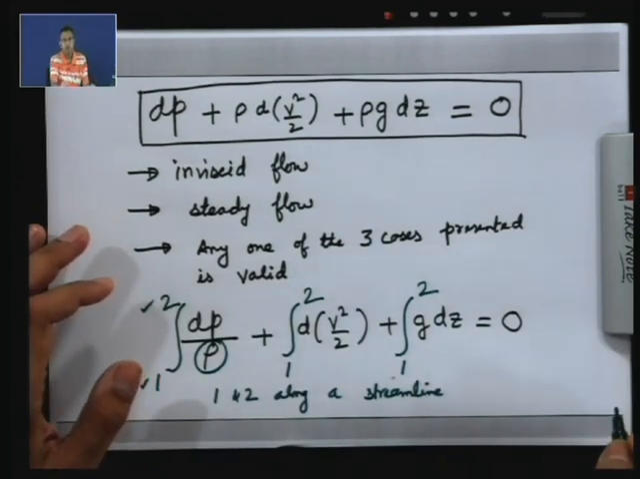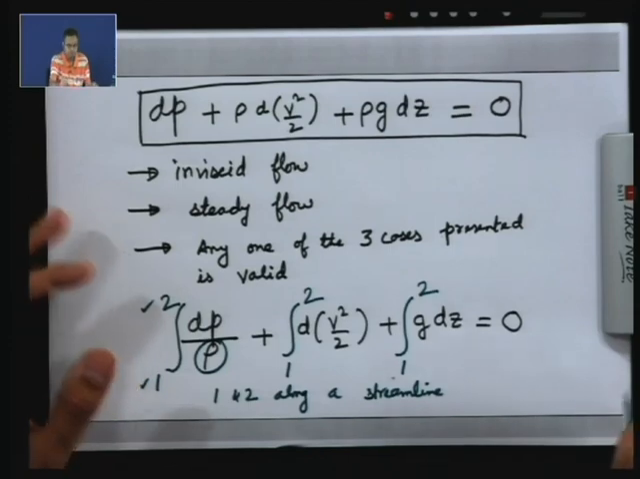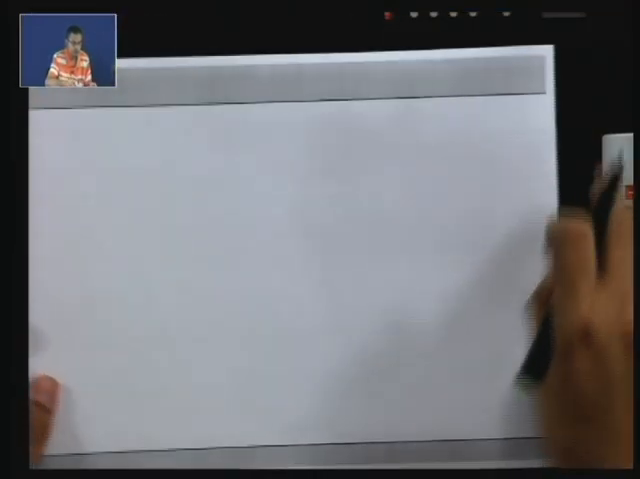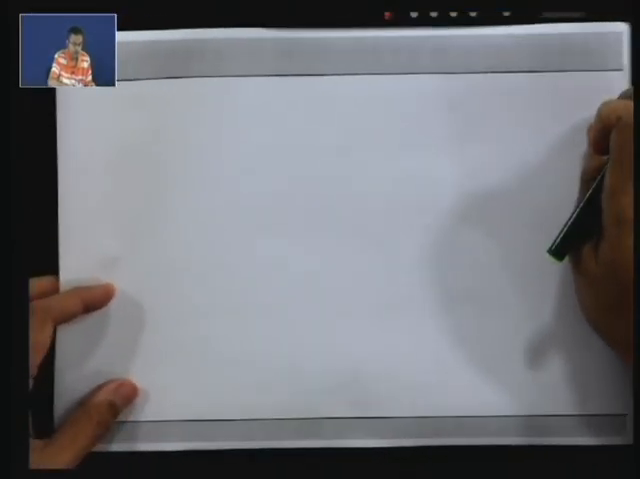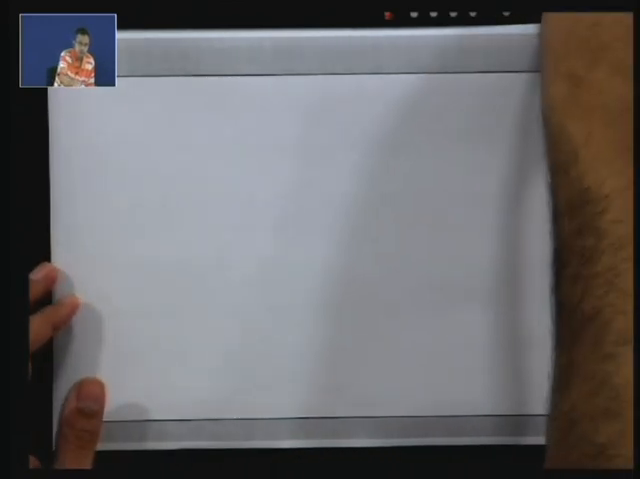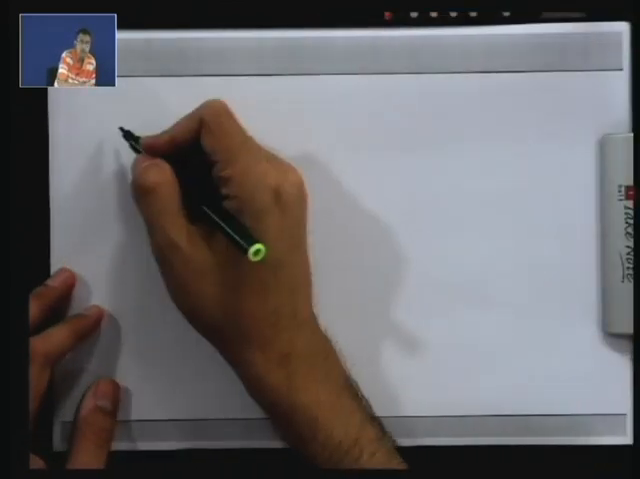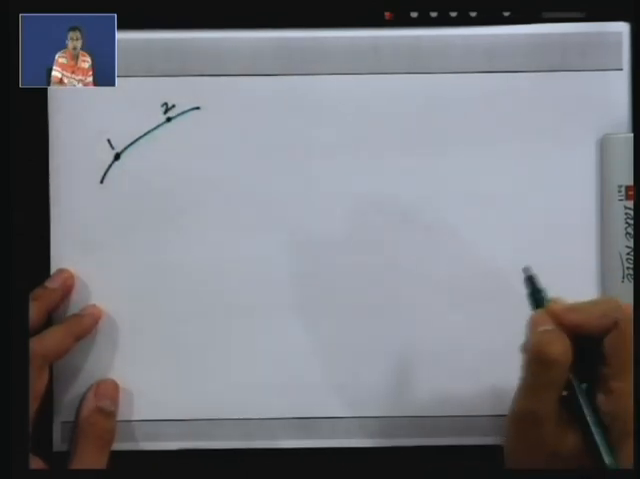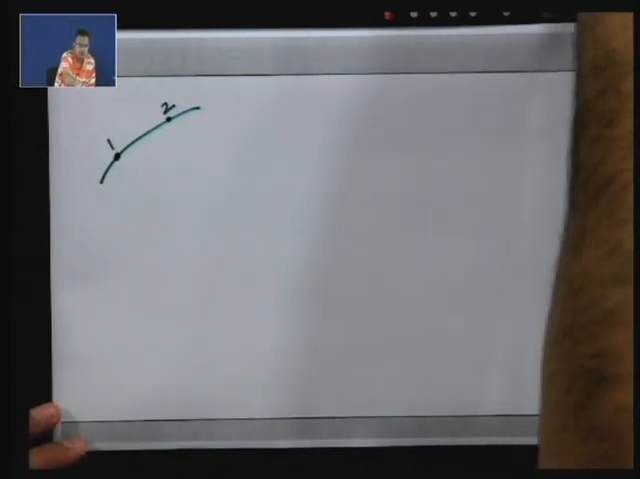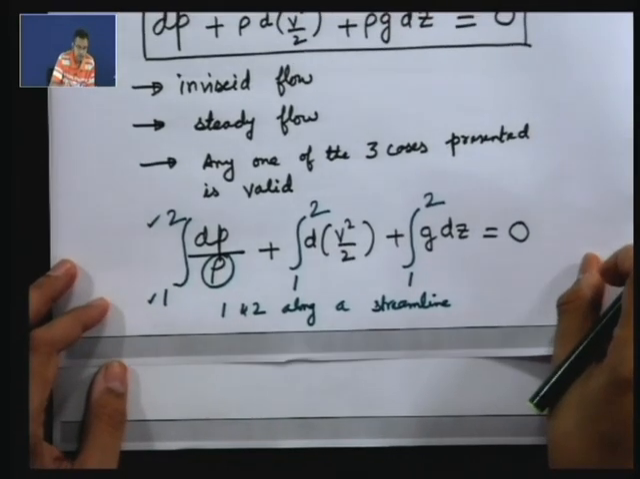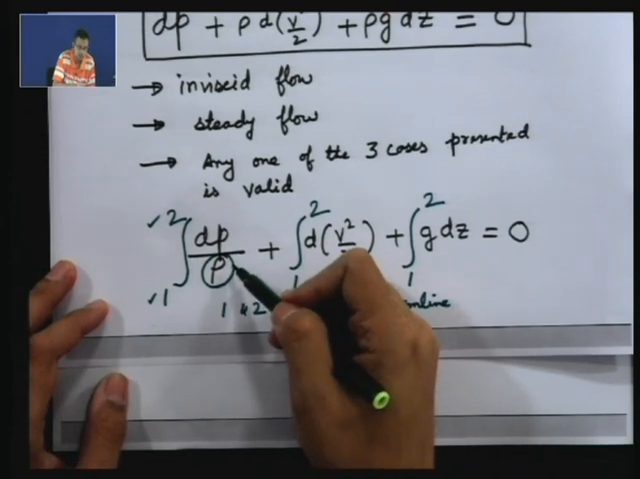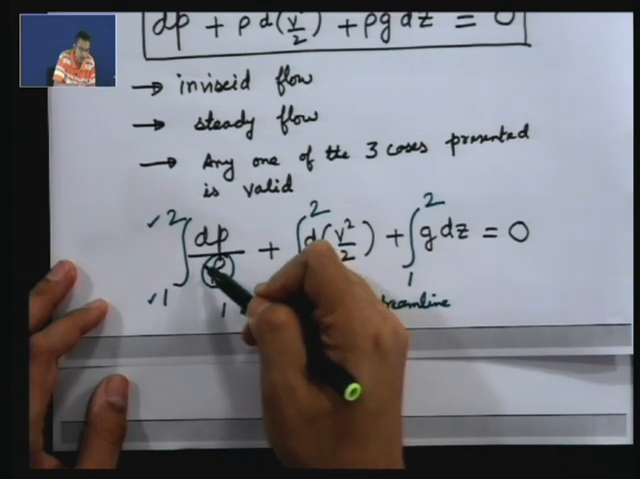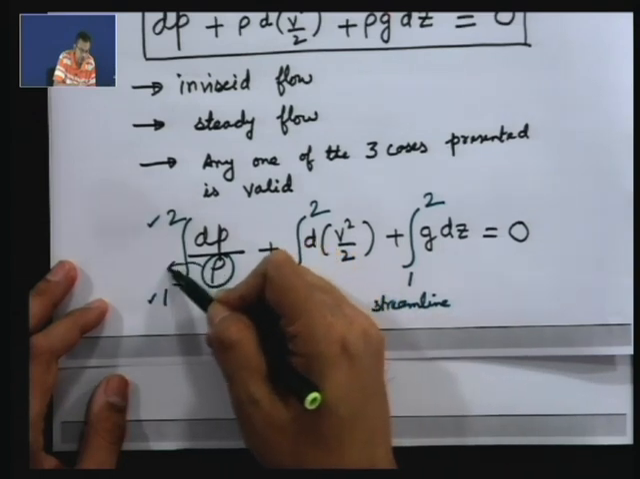If you take 1 and 2 along a streamline, then you can integrate this equation along a streamline. Let us say that we have a streamline like this, we take points 1 and 2. The other important issue that we would like to highlight is that when you have dp by rho, if that rho is a constant, it is not a function of p, we can bring this rho out of the integral.